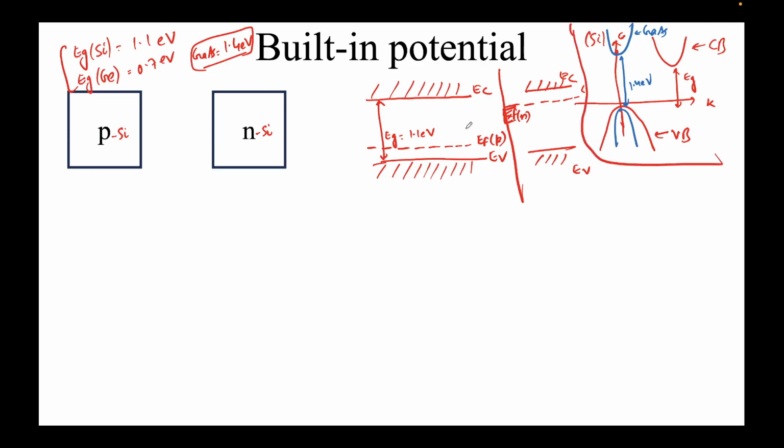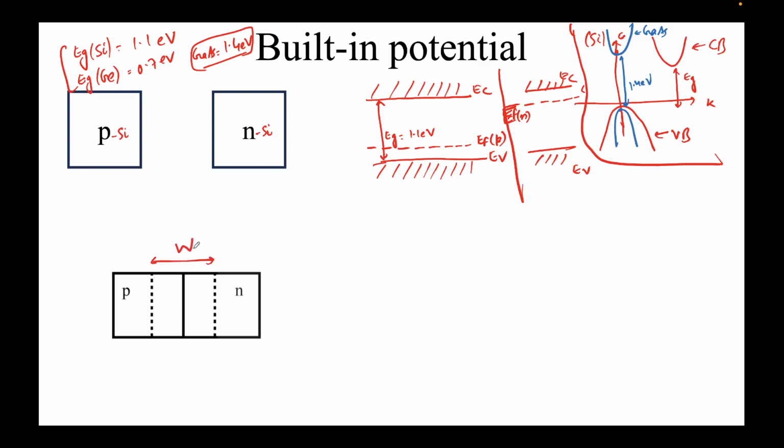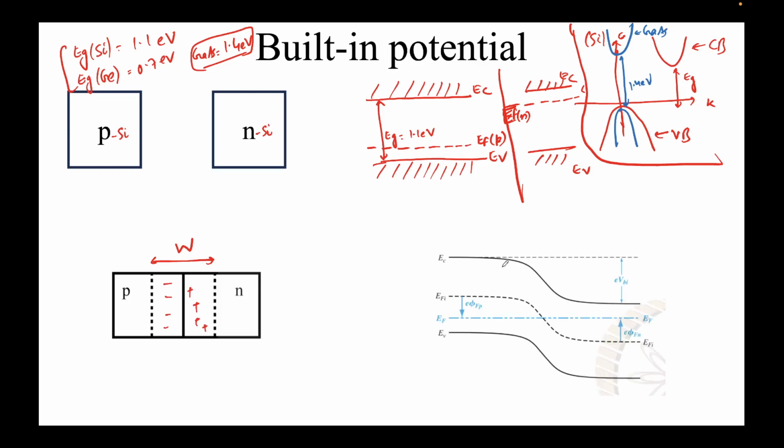Okay, what happens when we bring them close? So when we bring them close, you know the depletion region will form. We have been talking about it. This side becomes negative, this side positive. These are your lattice ions, the dopant ions. All right, but a band diagram will turn out to be something like this.